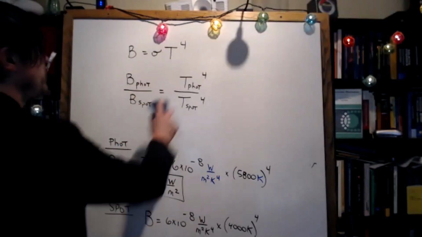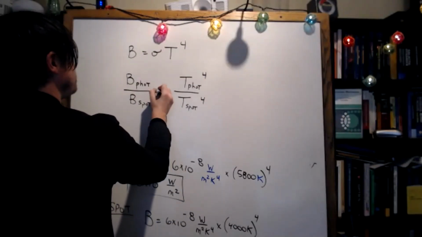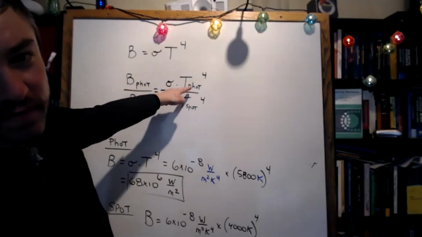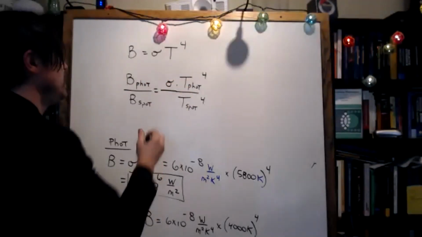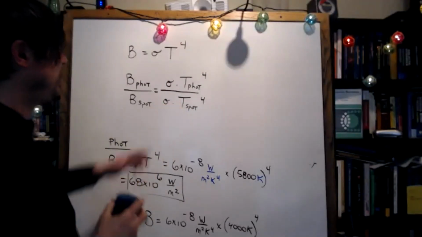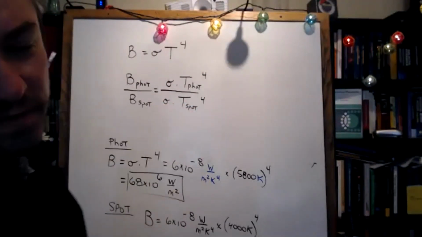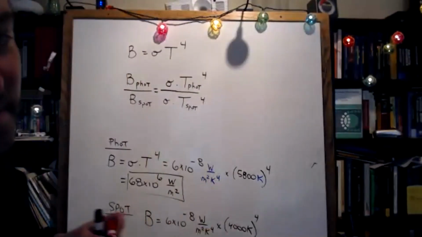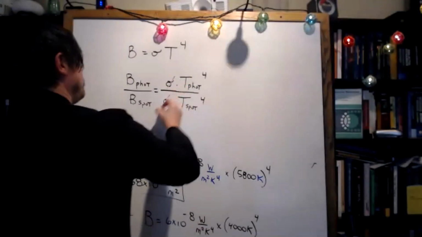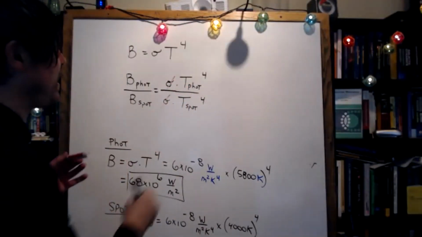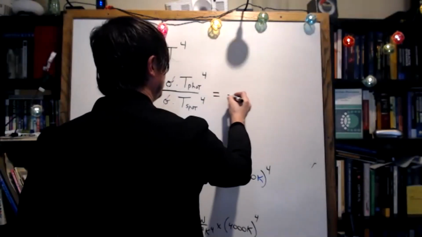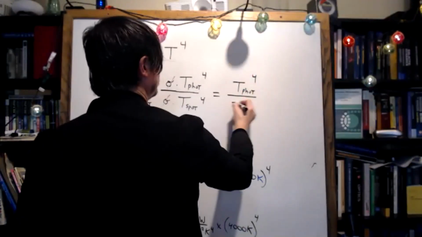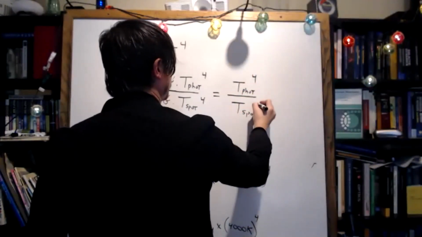So on the top line, I have sigma times the temperature of the photosphere to the fourth power. And on the bottom, I have sigma times the temperature of the spot to the fourth power. Because the Stefan-Boltzmann constant is going to be the same both times, it cancels out. And I end up with the ratio of their brightnesses being the ratio of the two temperatures to the fourth power.